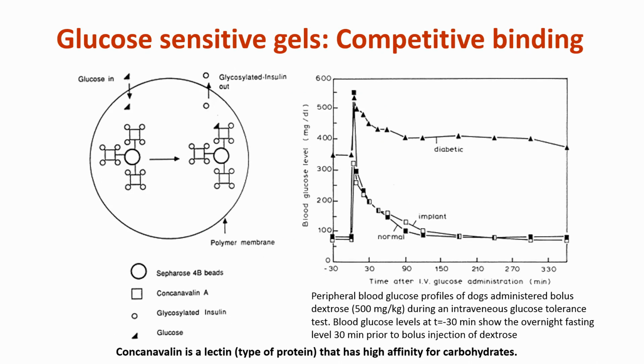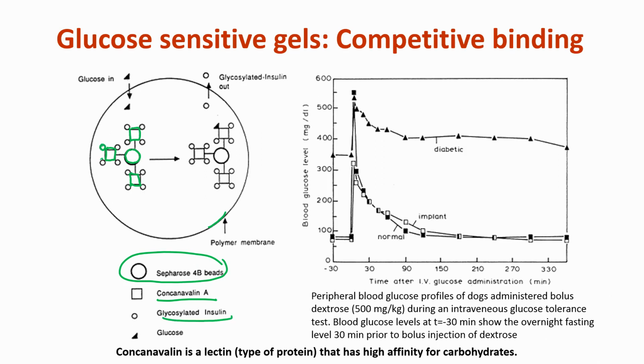Then you can also have glucose sensitive gels with competitive binding. In this case, you are looking at a polymer membrane, and in that you have put a saccharose bead that is conjugated to a lectin, which in this case is concanavalin A. So, here you have a saccharose bead to which you have attached a lectin. The lectin typically binds to carbohydrates with very high affinity, and then you have put in a glycosylated insulin.